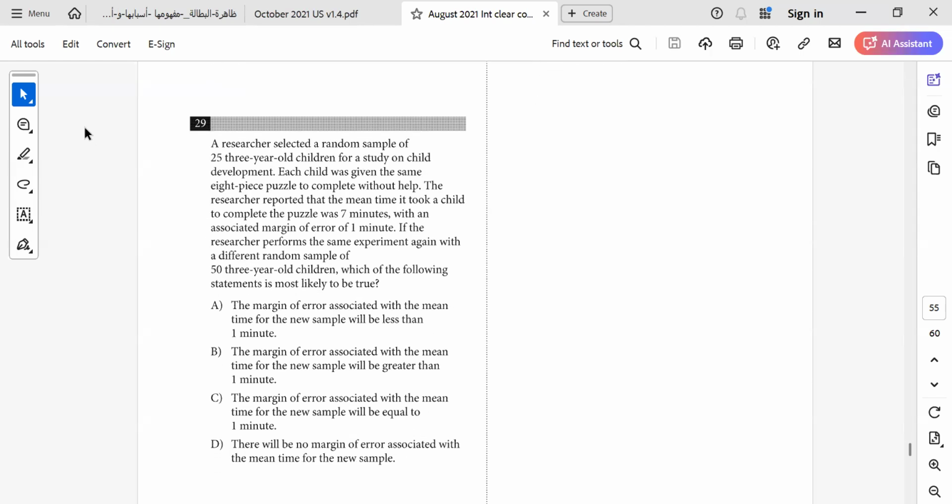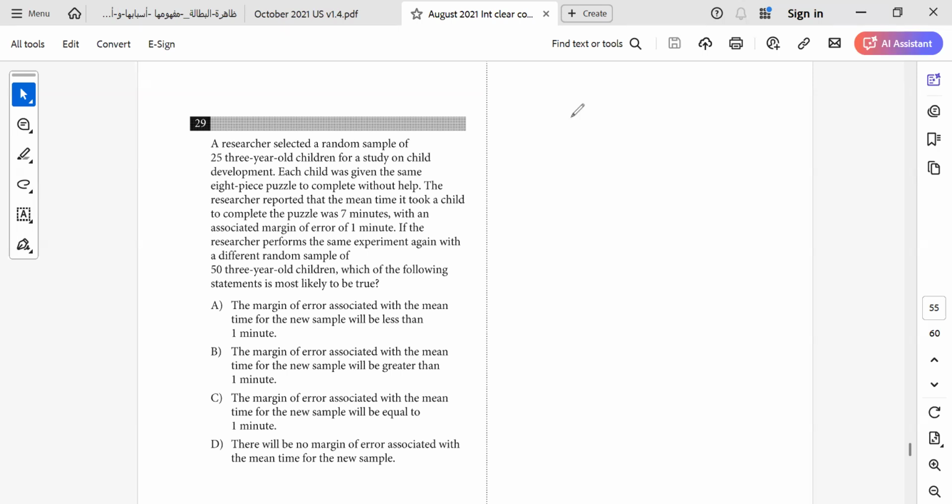Everyone should read. Researchers selected at random a sample of 25 3-year-old children for a study on child development. Each child was given the same 8-piece puzzle to complete without help. The researcher reported that the mean time it took a child to complete the puzzle was 7 minutes with an associated margin of error. What do you mean by margin of error? When we are doing research, there is a way to calculate the margin of error, but there is no need to know it in SAT.